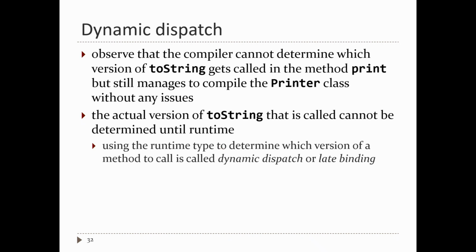Using the runtime type to determine which version of a method to call is called dynamic dispatch or late binding. They both mean the same thing in this context. Dynamic means at runtime. Dispatch means what version am I trying to call. Late binding means the same thing. Late means at runtime, early means at compile time, and binding means what version of the method to call. So dynamic dispatch means what version of the method am I calling when I run the program. It's the runtime type that determines which version of the method is called.